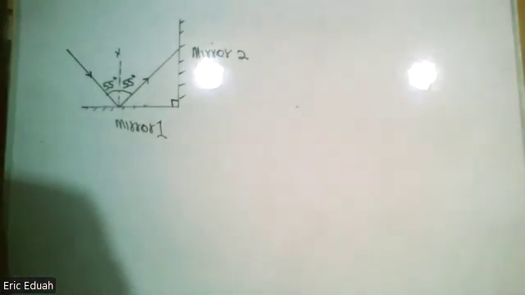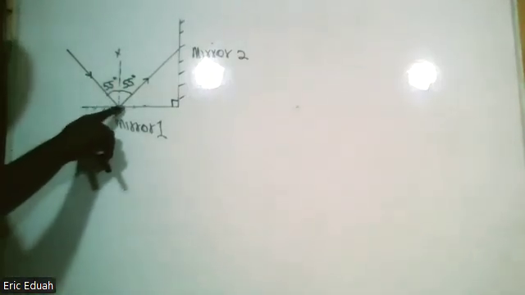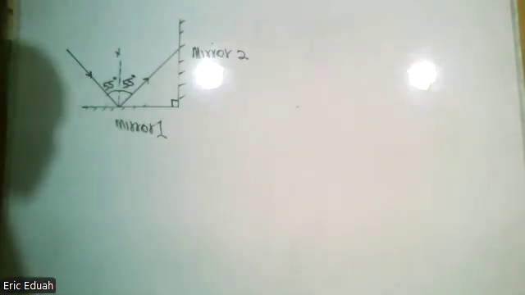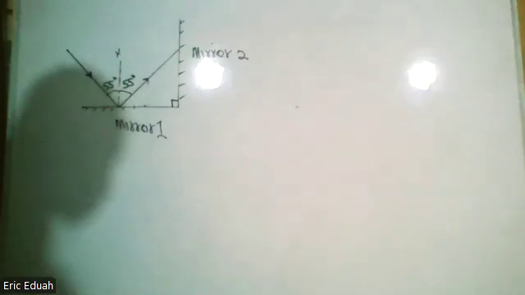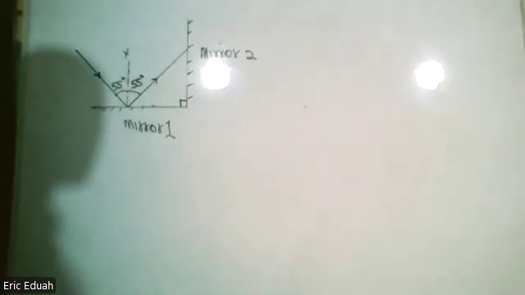Yes, please. Then it goes on to say that this ray is reflected from mirror 1 and then strikes mirror 2. When it strikes mirror 2, what do you think will happen? Hello, when the reflected ray from mirror 1 strikes mirror 2, what do you think will happen?